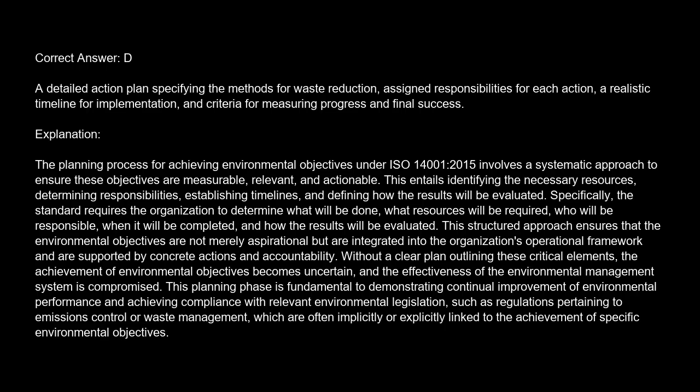Explanation. The planning process for achieving environmental objectives under ISO 14001:2015 involves a systematic approach to ensure these objectives are measurable, relevant, and actionable. This entails identifying the necessary resources, determining responsibilities, establishing timelines, and defining how the results will be evaluated. Specifically, the standard requires the organization to determine what will be done, what resources will be required, who will be responsible, when it will be completed, and how the results will be evaluated.